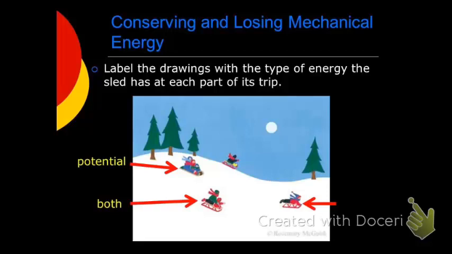And the last sled, now at the bottom of the hill, it can't go down anymore, but it's still moving. So here it only has kinetic energy. Make sure you have checked your pictures on your paper. Any questions?